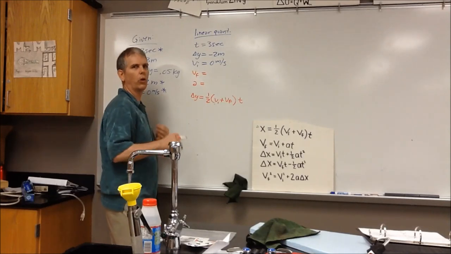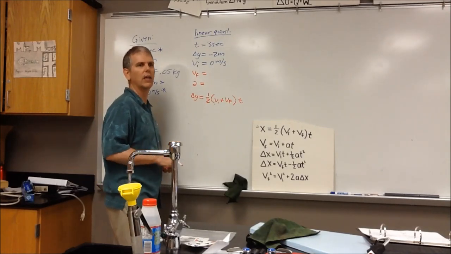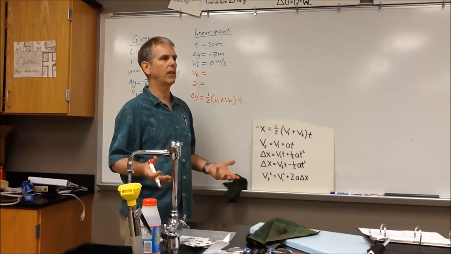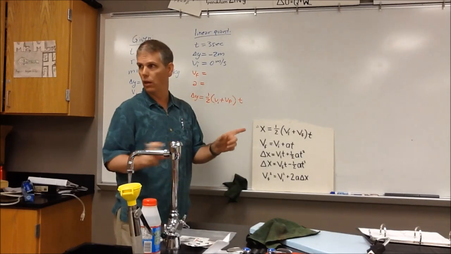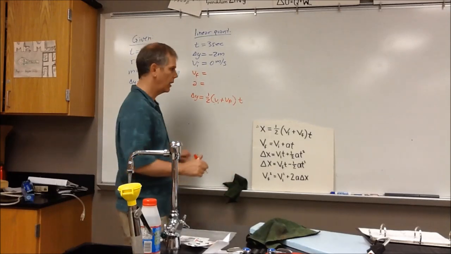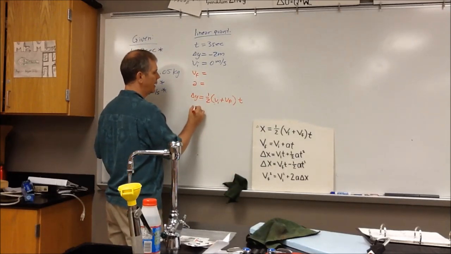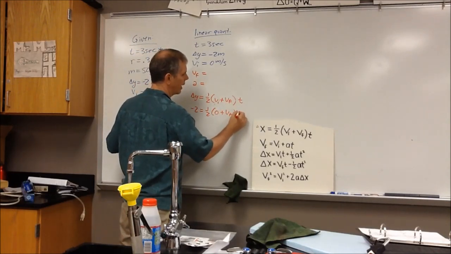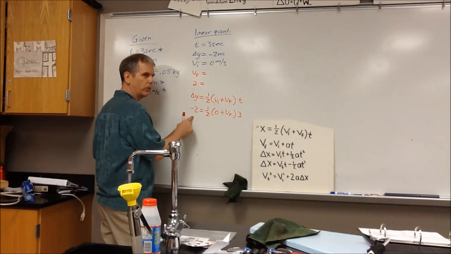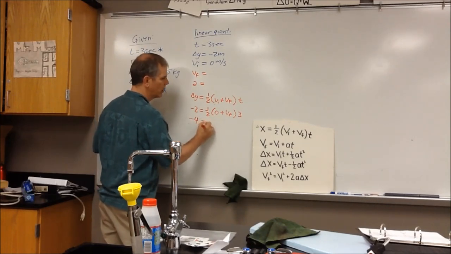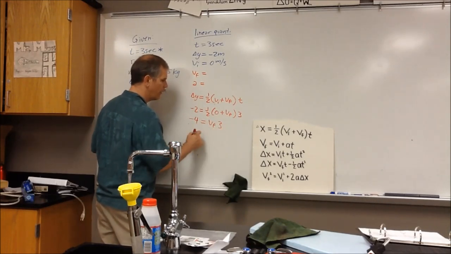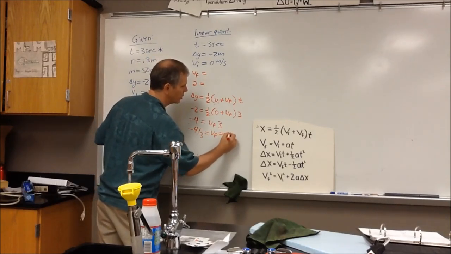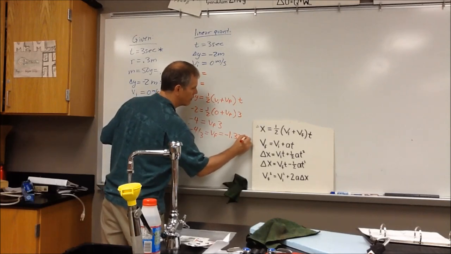I know some physics teachers will go nuts because I'm not going to do it that way first. Sometimes I do, sometimes I don't. When I'm just calculating an answer, a lot of times I don't. If I want to see relationships, I keep them in variables. So that is negative 2 equals 1 half times 0 plus vf, times 3. Multiply by the 2, that gives me negative 4 equals vf times 3. Divide by 3, negative 4 thirds equals vf, which is negative 1.33 meters per second.